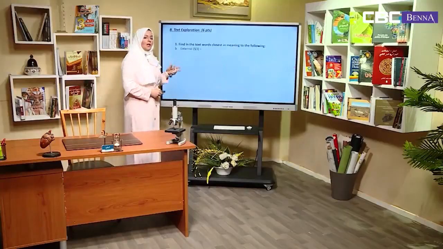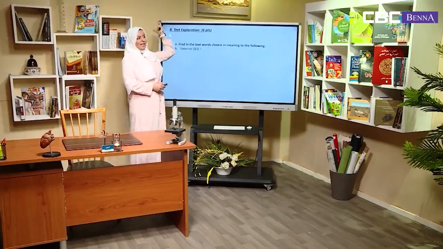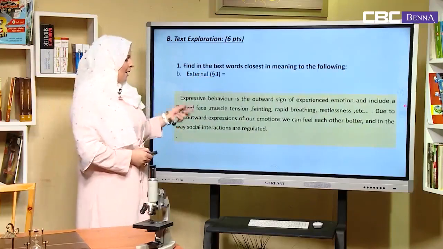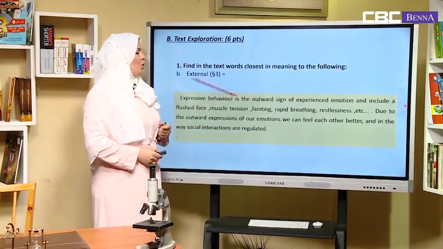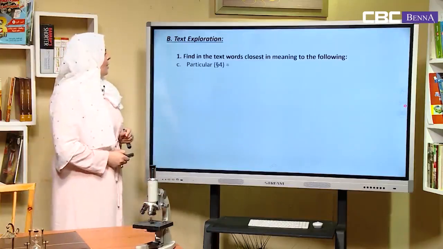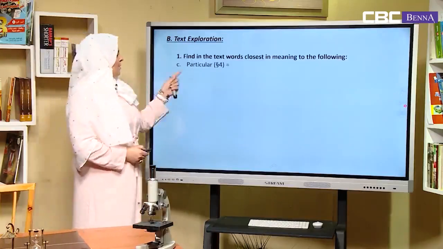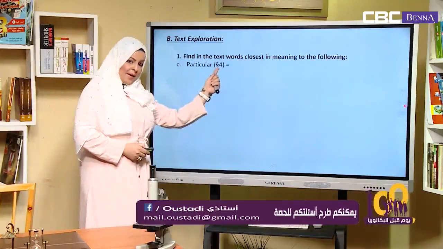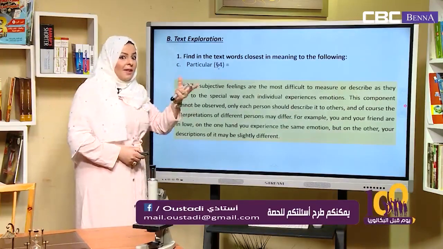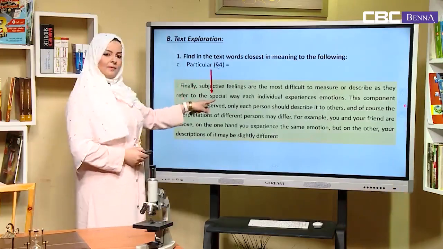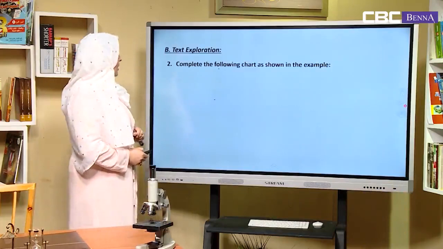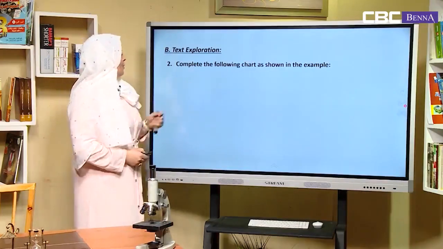External. It is external, something external. So you're going to find it in paragraph 3. So here it is outward. It is outward. Good. And the third one, particular, you are going to find it in paragraph 4. And here particular, it means something special. Something special. So this is concerning the activity of vocabulary.